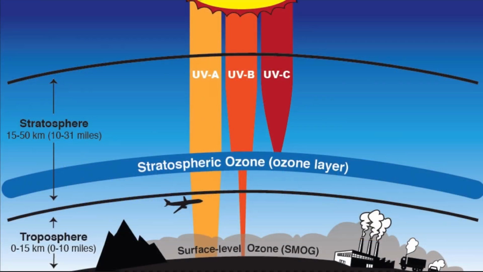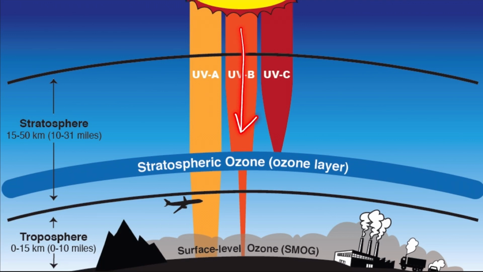So if we see here in this diagram that UVA radiations coming from the sun are not absorbed by the ozone layer. These radiations are only slightly absorbed by the ozone, whereas most of them reach the troposphere or earth surface.